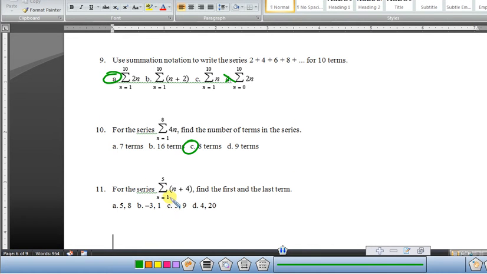Number 11, for this series, find the first and the last terms. Well, to find the first term, you plug in the lower bound, which is 1. And you're going to get a 5. So the first term is 5. And the last term, after 5 terms, you're going to plug in a 5 for n. You're going to get a 9. And so the correct answer here for number 11 is letter C.